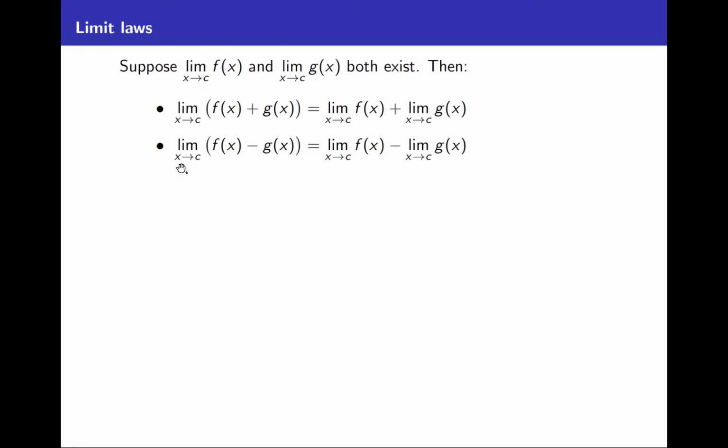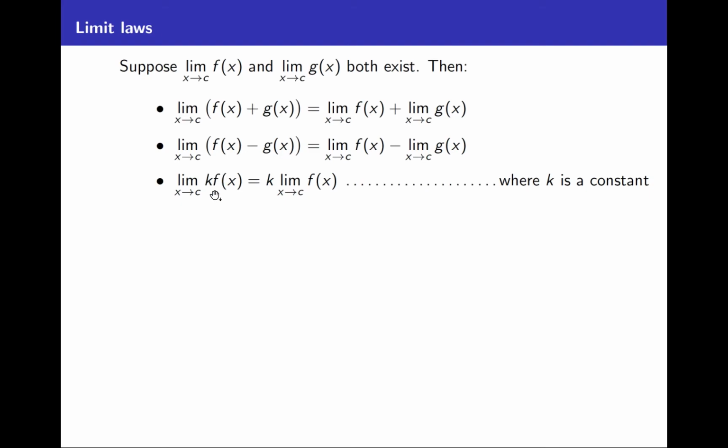Likewise, it makes sense that the limit as x approaches c of f of x minus g of x is the limit as x approaches c of f of x minus the limit as x approaches c of g of x. Likewise, if k is a constant, the limit as x approaches c of k times f of x should be k times the limit as x approaches c of f of x. This is saying you can factor a constant out of a limit. This is sometimes called the constant multiple rule for limits.